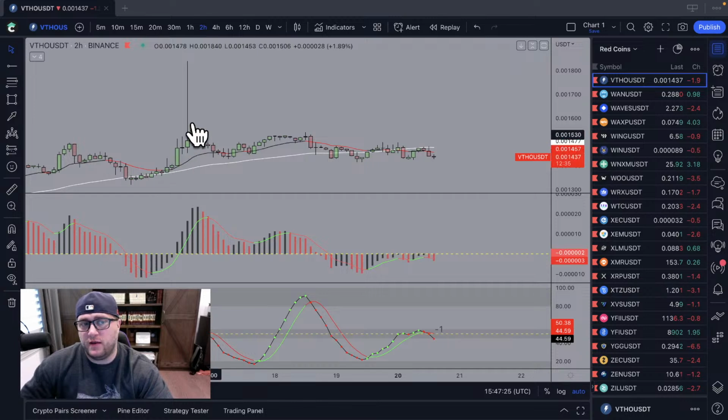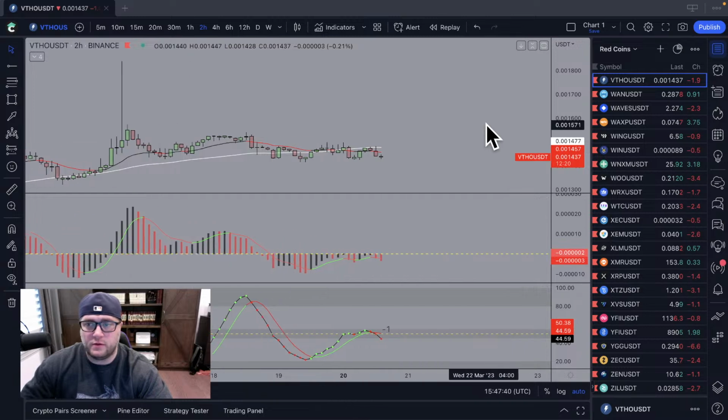So you wouldn't have tried to catch this one. This one you wouldn't have tried to catch because your momentum's up. If you would have tried to catch this one, you would have made money. It would have panned out for you, but that would have been a very risky one because all your momentum is upwards.